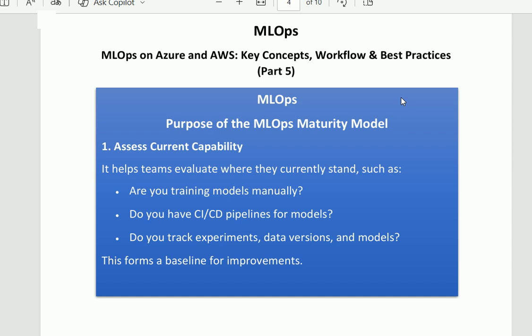The first purpose of the MLOps maturity model is to assess current capability. It helps teams evaluate where they currently stand, such as: are you training models manually? Do you have a CICD pipeline for the model? Do you track experiments, data versions, and models? This forms a baseline for improvement. That is the first purpose of the MLOps maturity model.